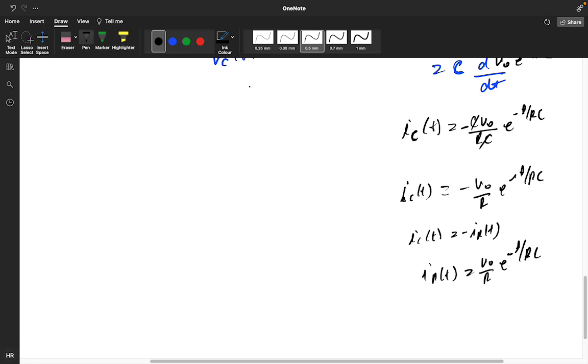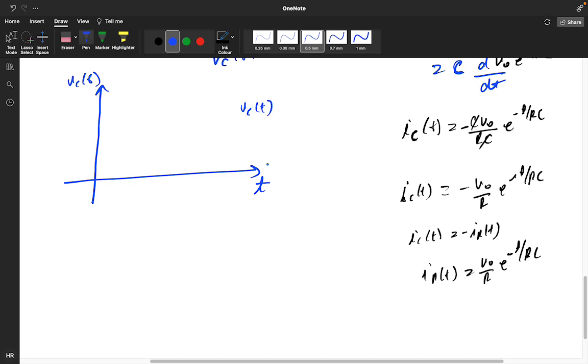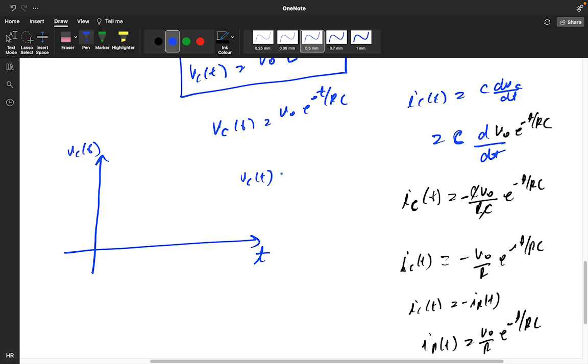If you want to draw the curve, how will you draw it? Considering this is my VC of t and this is my t, the VC of t value we got is V naught e power minus t by RC. So at t equals 0, how much voltage are we getting? V naught. And at t equals infinity, what value will we get? 0. So this is a decreasing curve, exponentially decreasing.